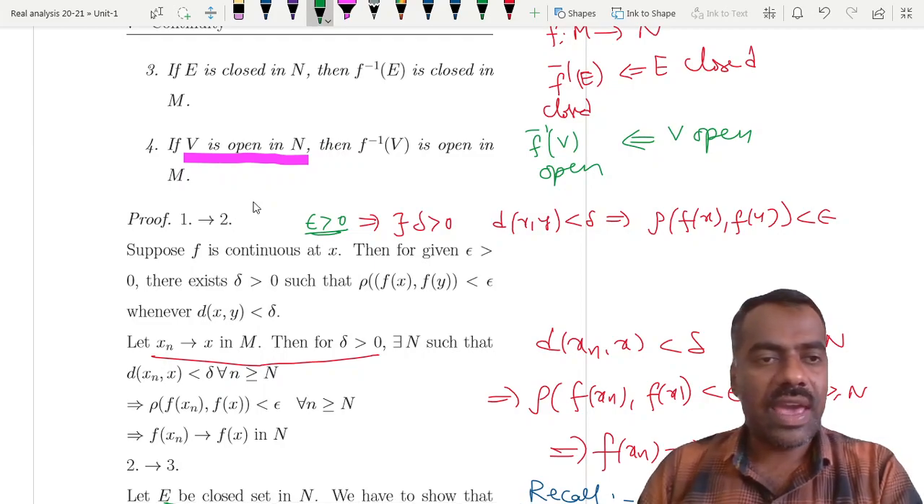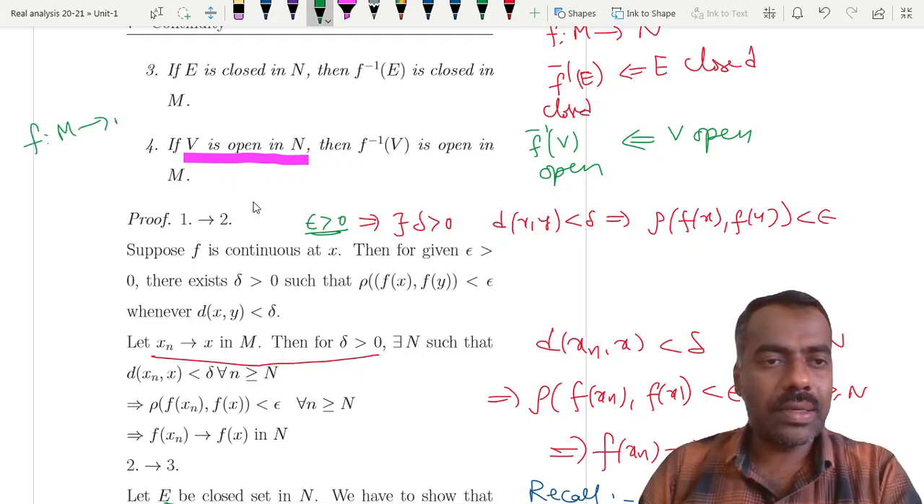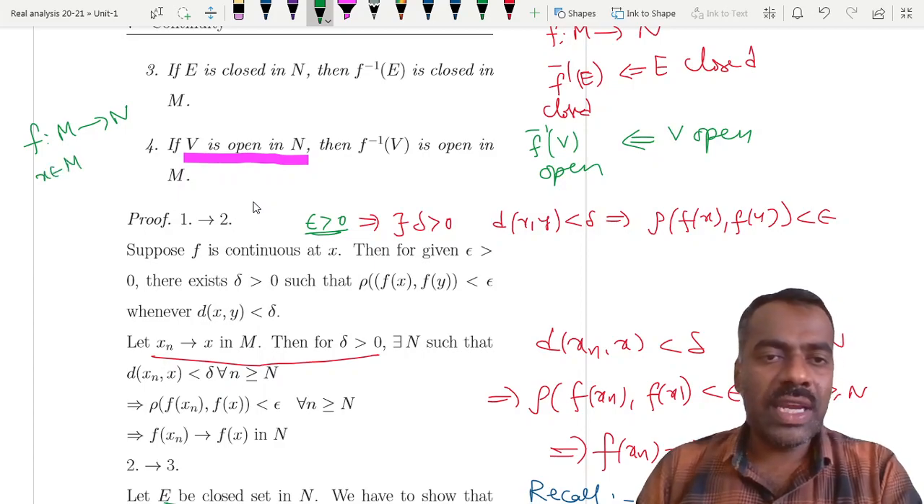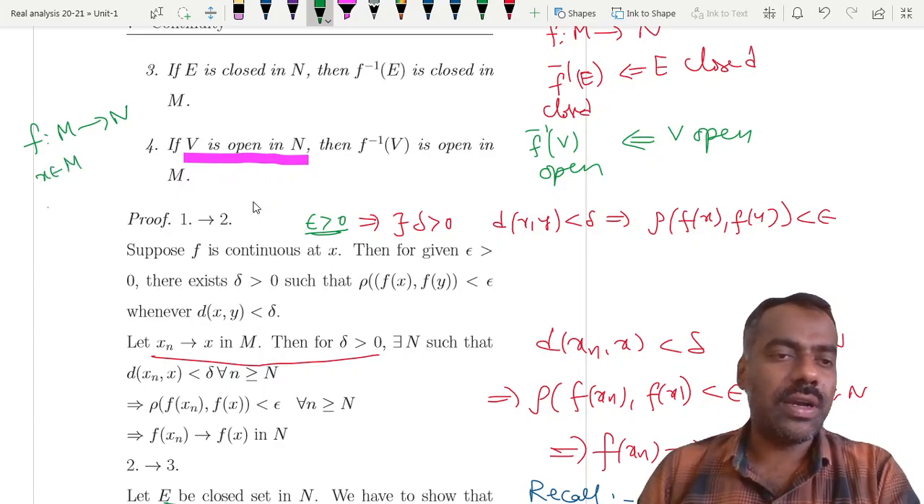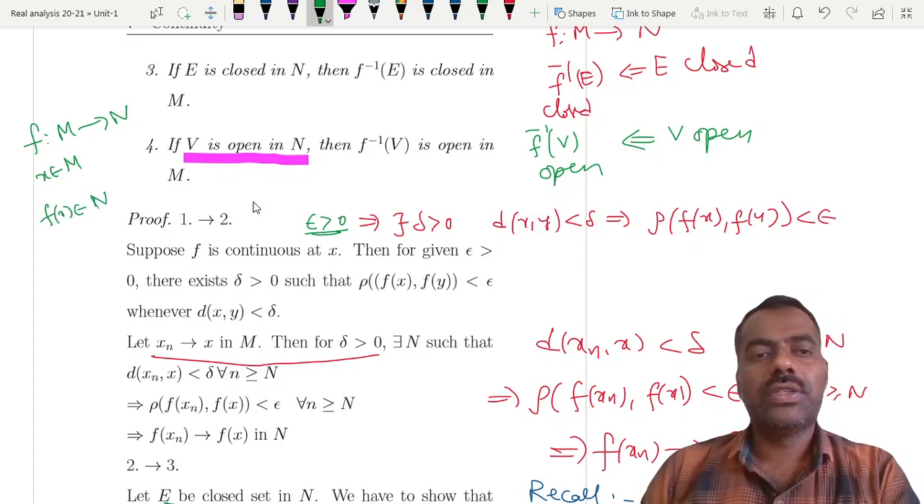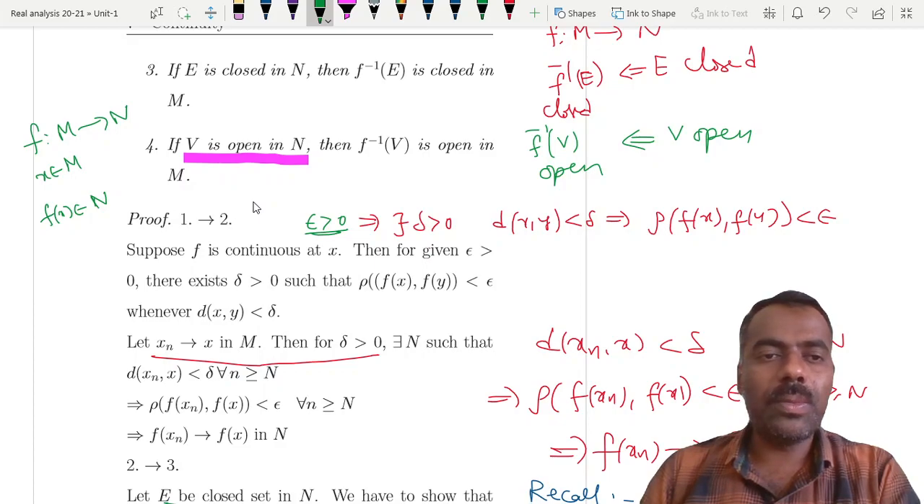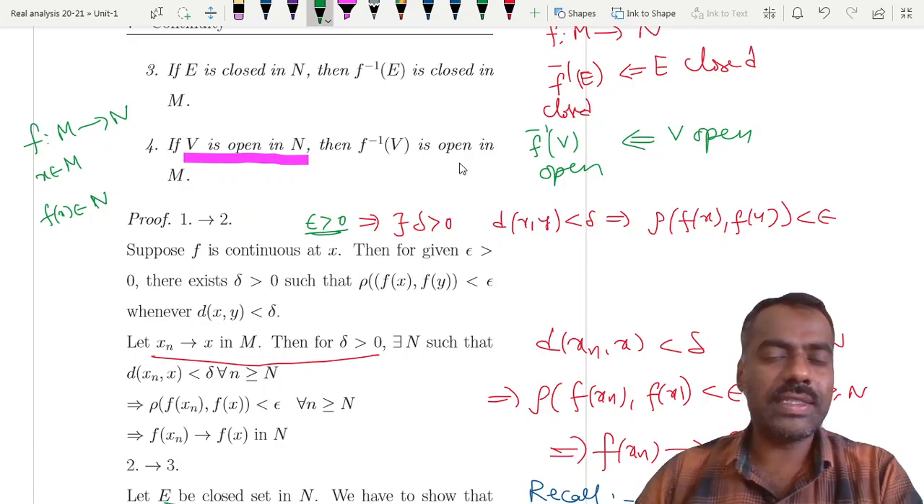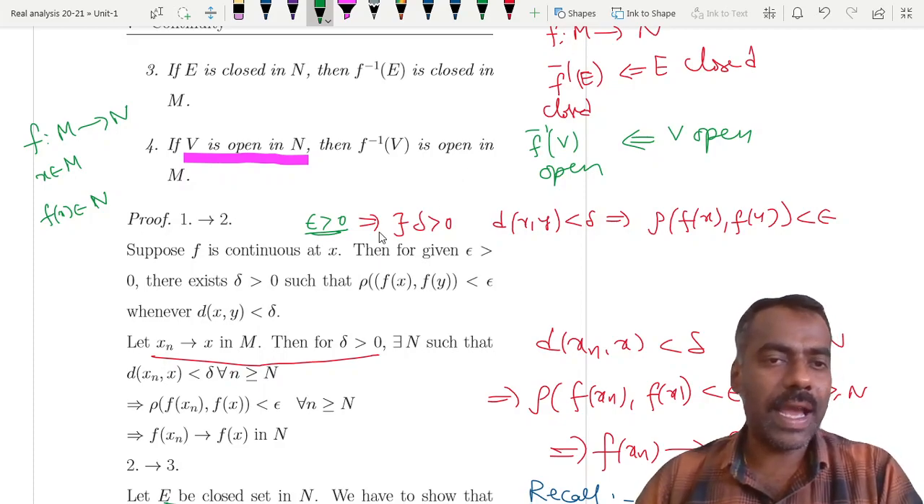So this f is a map from M to N. We started with a point x in M. Now, can we get some open set in N is the question. Obviously, f of x belongs to N, right? So if we can get some open ball here, then we can apply the fourth condition to get some open ball, or open set, in M. That is the idea.